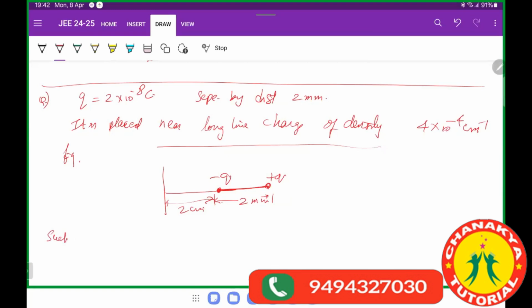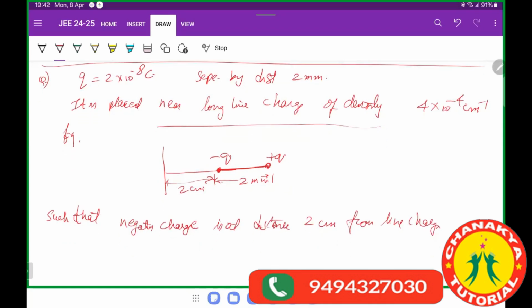Such that the negative charge is at a distance of 2 centimeter from the line charge. Calculate the force acting on the dipole.